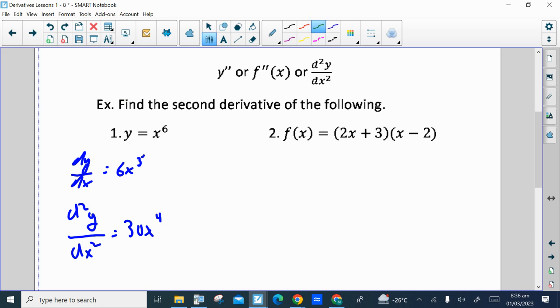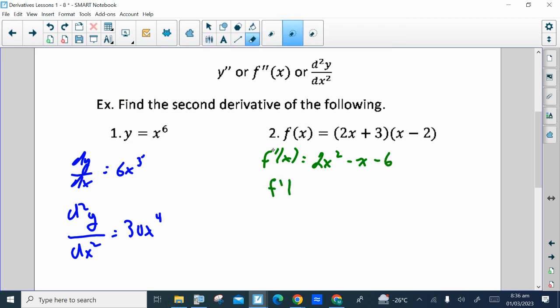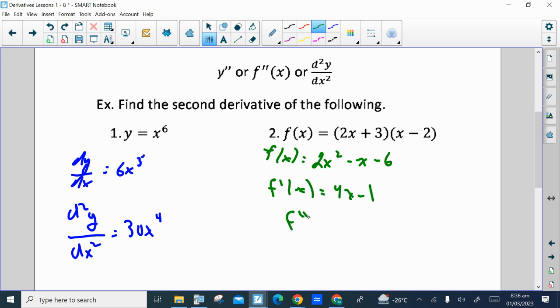For question 2, I would probably multiply out those two binomials first. That gives us 2x squared, then minus 4x plus 3x is minus 1x, minus 6. Sorry, that's not f prime of x, that's still f of x. And now we can find f prime of x, which will be 4x minus 1. And f double prime of x then will just be the constant 4.